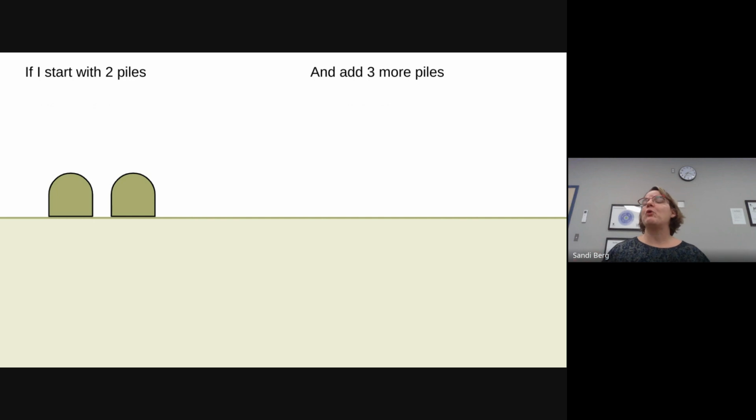So if I start with 2 piles, so you've got your 2 piles drawn, I'd like you to add 3 more piles now. So draw 3 more piles beside your first 2 piles. If you want, you can leave a little bit of a space to help you see what you started with and what you've built now.